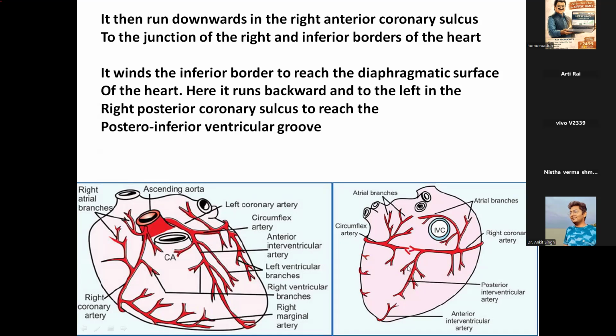इंफीरियर वेंट्रिकुलर ग्रूव. यू सी पोस्टीरियर इंटरवेंट्रिकुलर ग्रूव. सो दिस इज पोस्टीरियर इंटरवेंट्रिकुलर ग्रूव. यहां तक रन करती है हमारी राइट कोरोनरी आर्टरी.